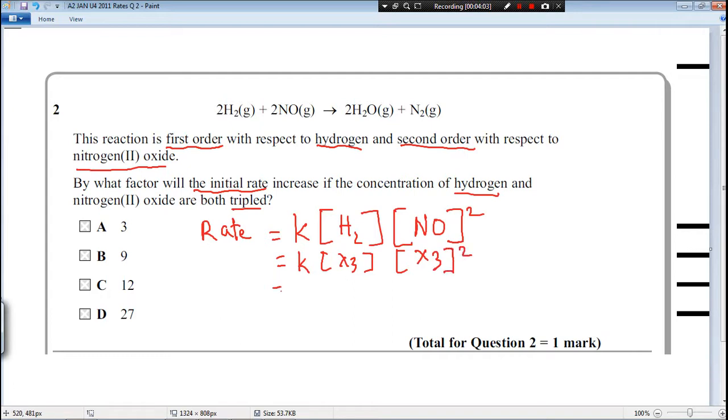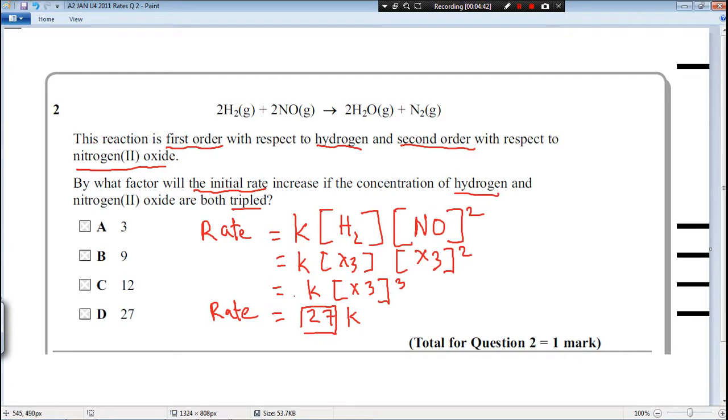If we work it out, we will get 3 into 3 squared, which is 3 to the power of 3. This is how we do the rough work. So we can see that the rate is increased by the factor 27. In this case just ignore the k. Here the factor is 27.